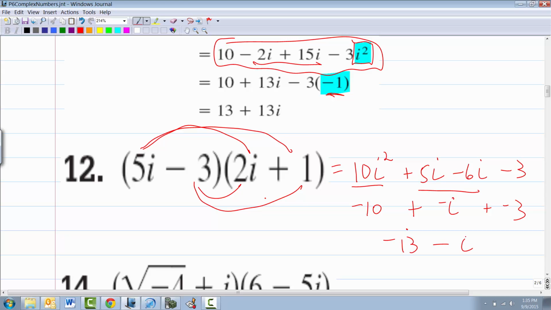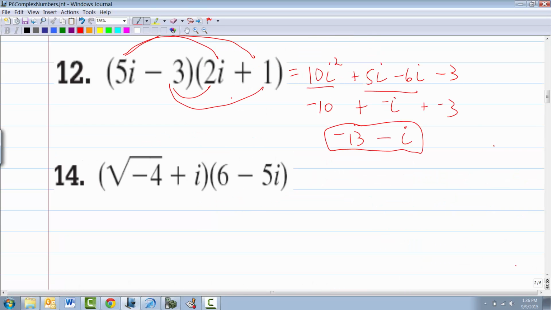All right, and then I'll make it negative i, whatever. Doesn't matter either way. And then, of course, the A part is negative 13. The B part is negative 1. All right, well said.